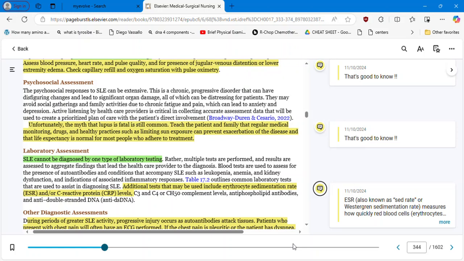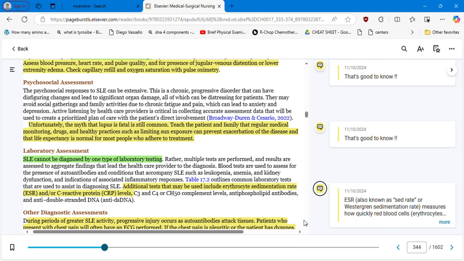Hello, students. Welcome to chapter 17, Concepts of Care for Patients with Allergy and Immunity Conditions. This is part 2. We were talking about systemic lupus erythematosus. And now we are going to review all the information related to laboratory assessment.